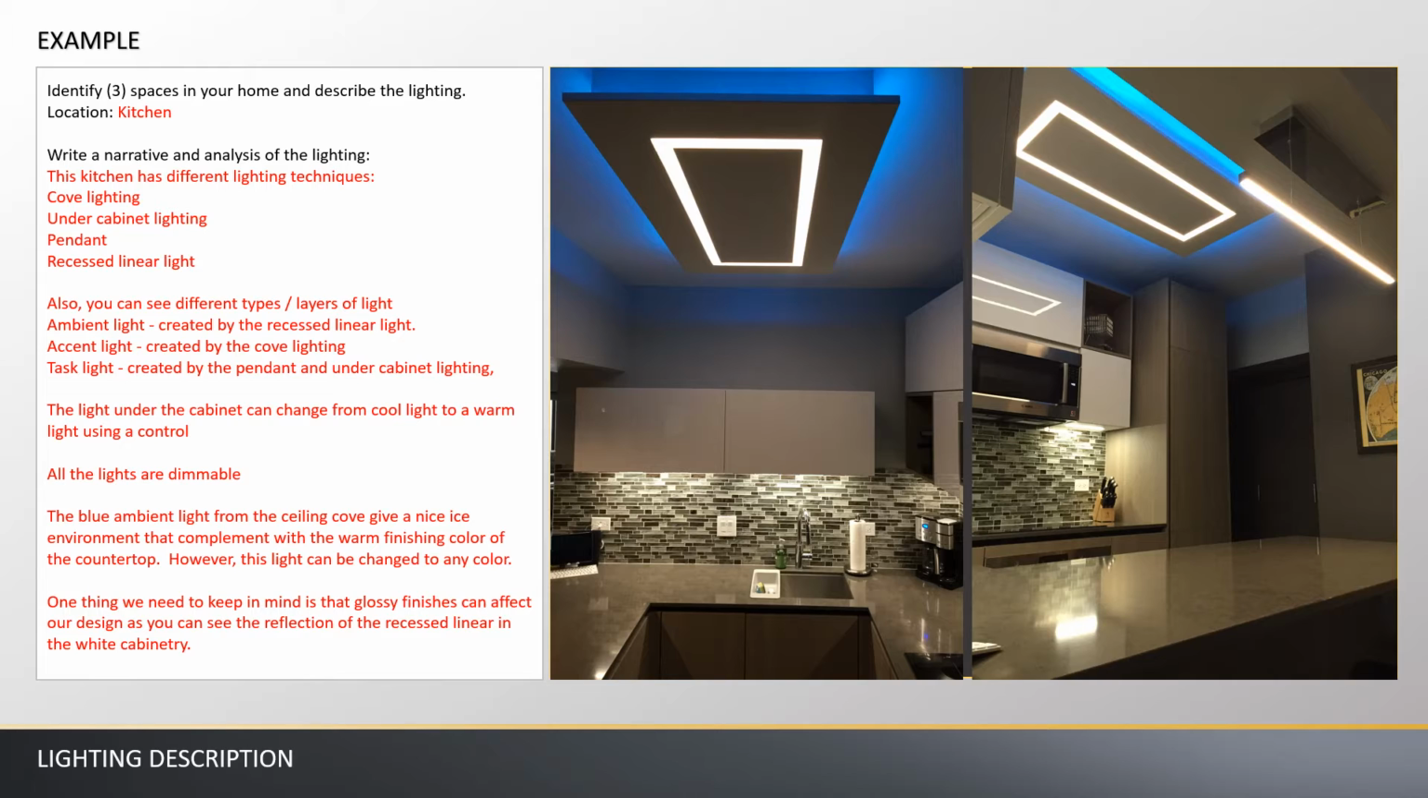lighting. The light under the cabinet can change from cool light to warm light using a control. All the lights are dimmable. The blue ambient light from the ceiling cove gives a nice ice environment that complements the warm finishing color of the countertop. However, this light can be changed to any color. One thing we need to keep in mind is that glossy finishes can affect our design, as you can see the reflection of the recessed linear in the white cabinetry.